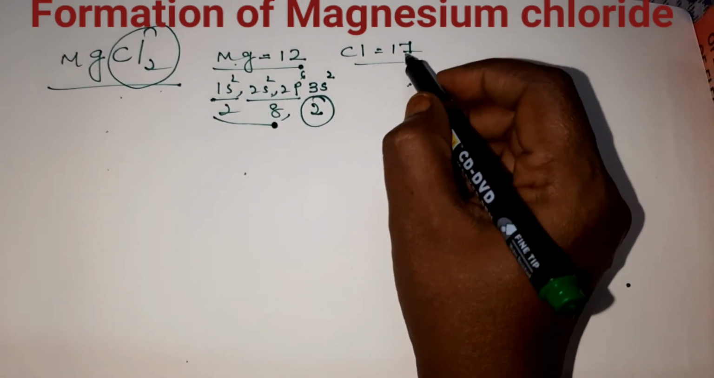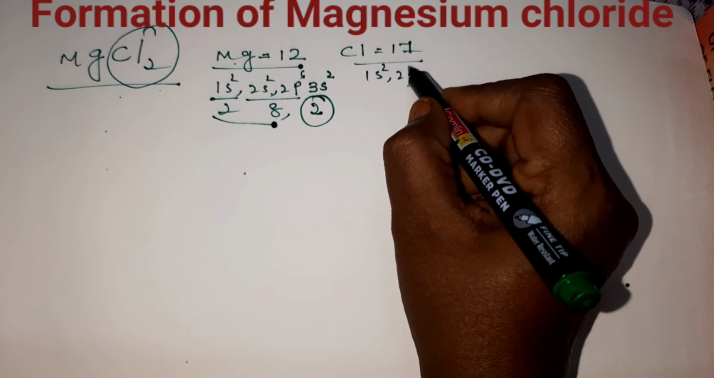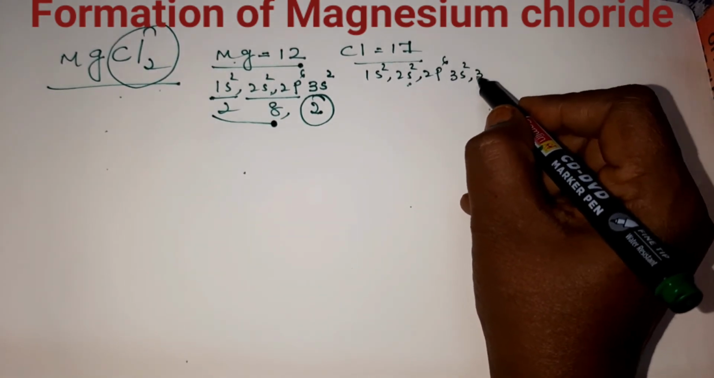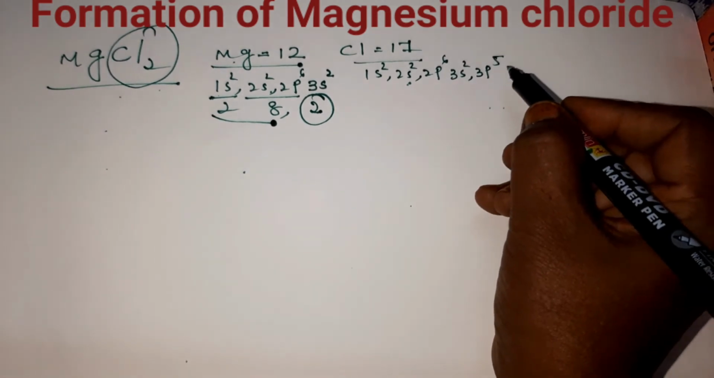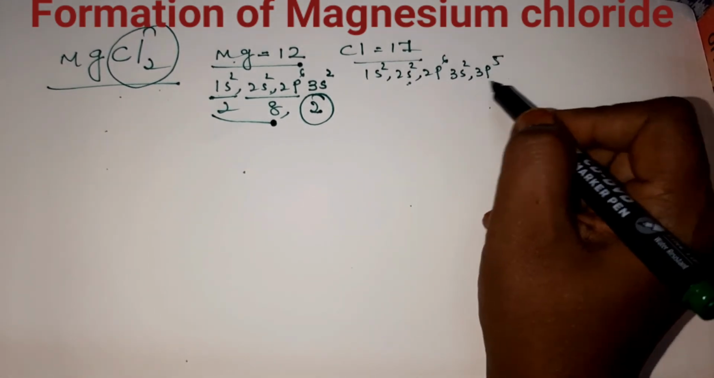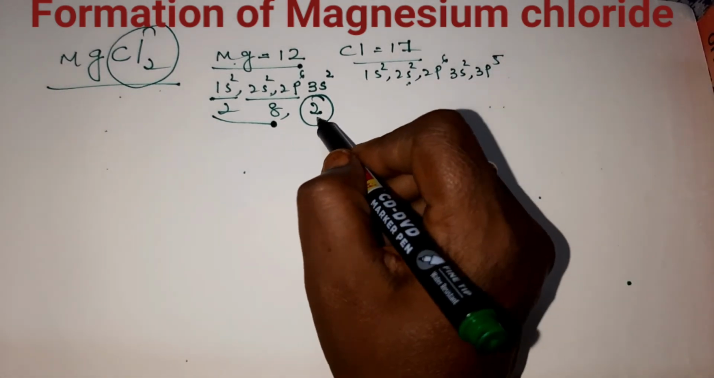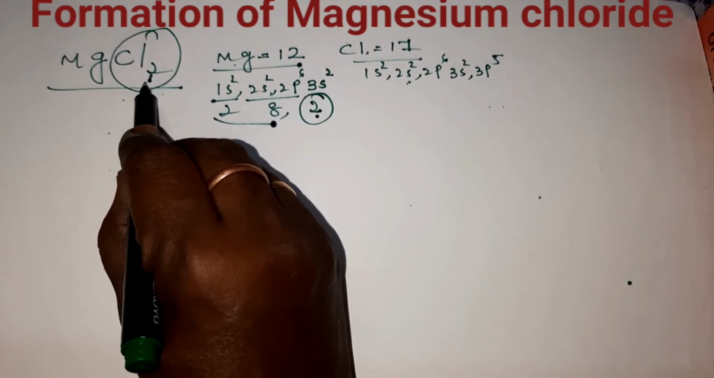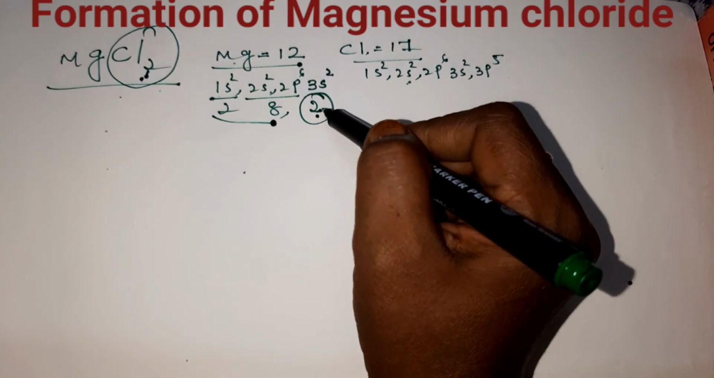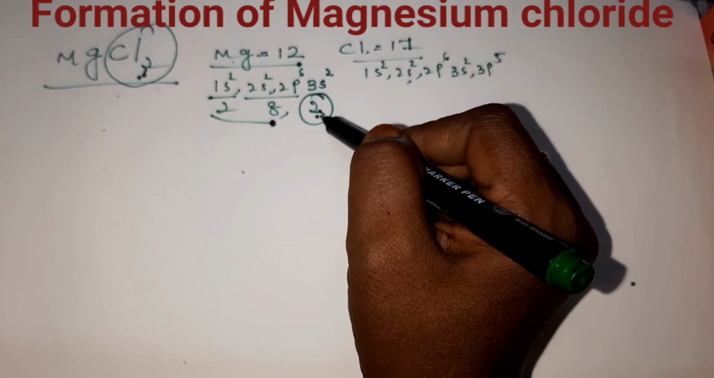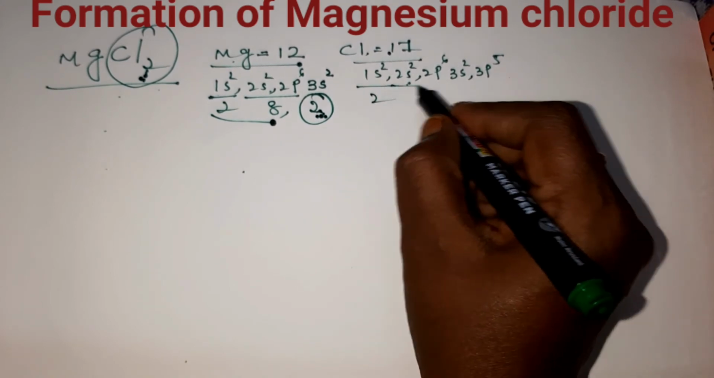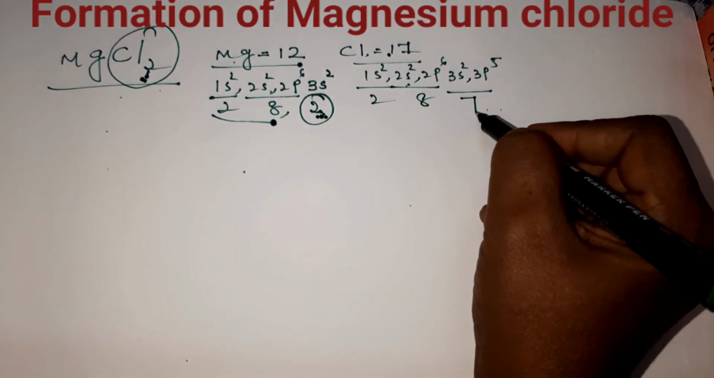Now chlorine 1s2, 2s2, 2p6, 3s2, 3p5, 7 electrons. But remember children, here only 1 electron chlorine is in need, but here we have 2. But remember, 2 chlorine atoms are present, so magnesium will donate 1 to another chlorine atom. You all understood children? Here 2, 8 and 7 electrons.